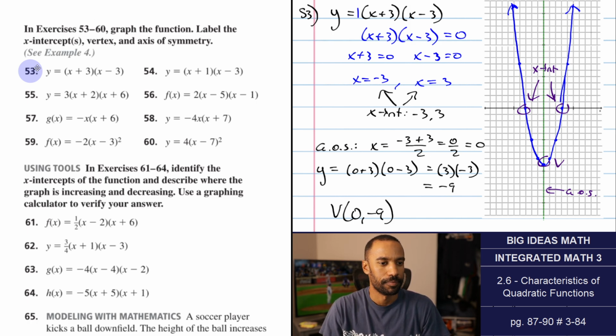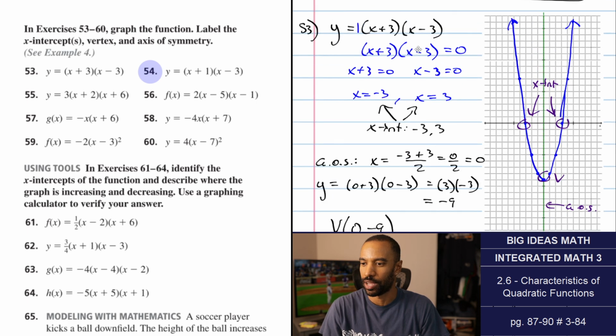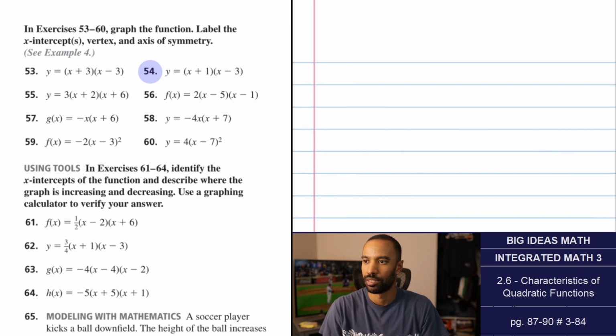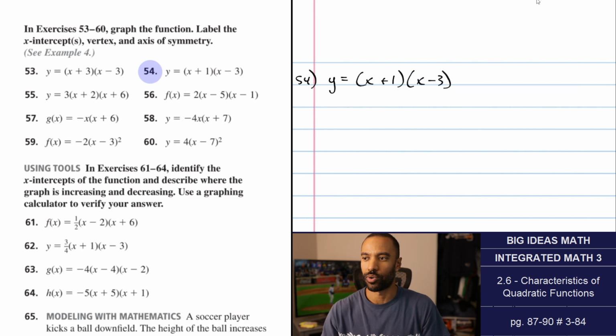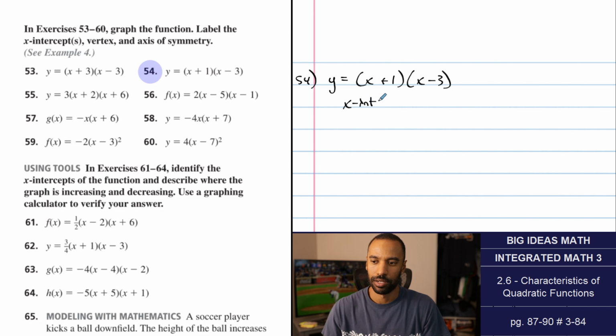Number 54. y equals x plus 1 times x minus 3. Let's go to the next page. All right, this is where I can go a little bit faster on x-intercepts and such. The x-intercepts are at negative 1 and 3.